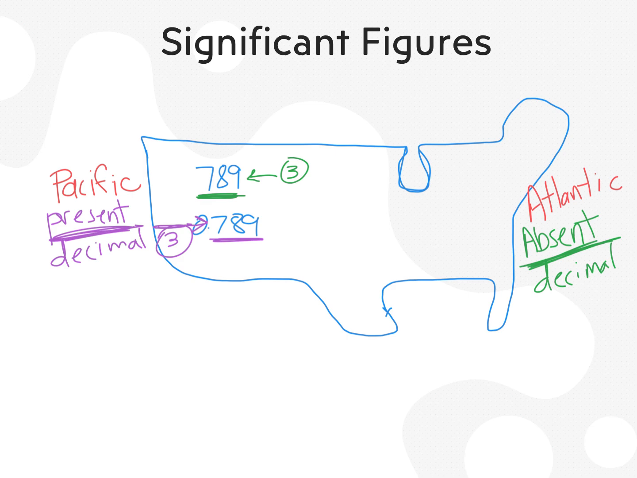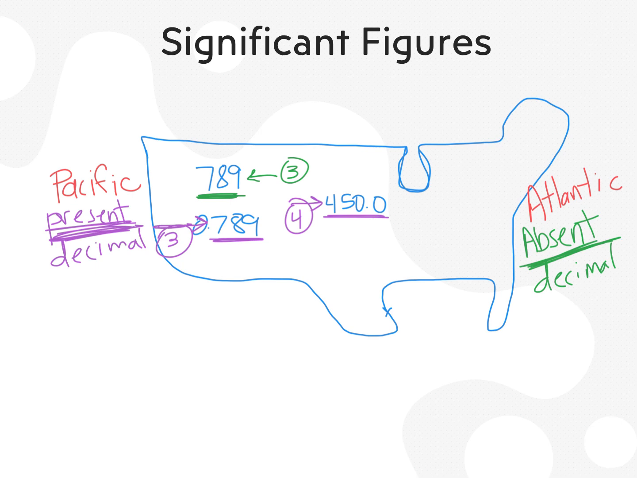So if I put another one in there, let's say 450.0. That decimal is present. So I'm coming in on the Pacific Ocean side of the number, stopping when I get to a number that's not 0 and counting everything that's left. That number has 4 significant figures.